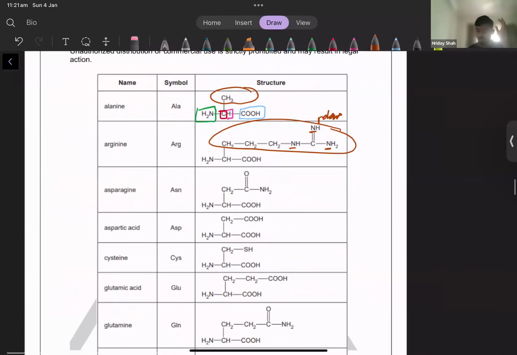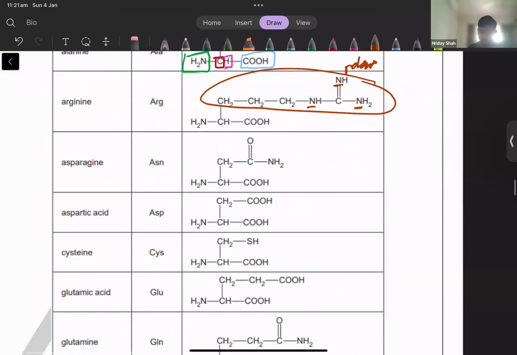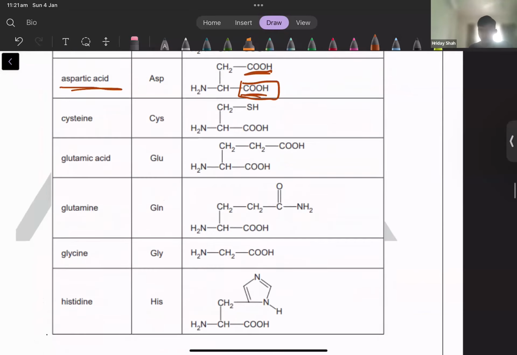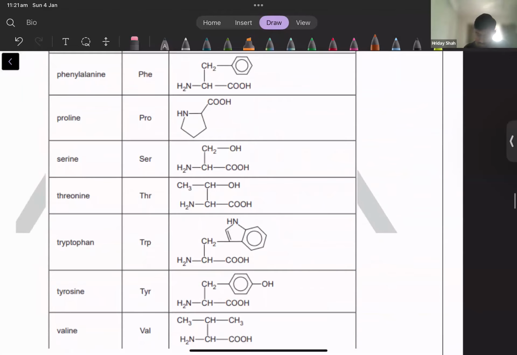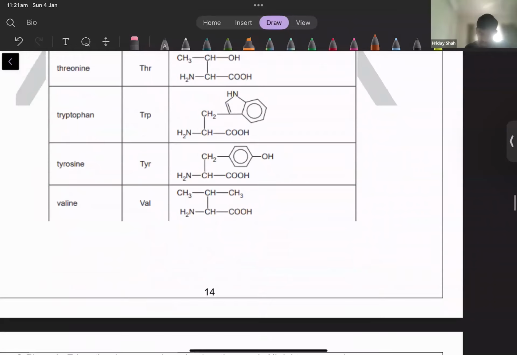Now you can have a look through the different variable R groups as well. You can see aspartic acid here has two carboxyl groups, so it's got a repeat. This one is obviously the more important one. I don't think they have been labeled if they've been charged or not. That's okay.